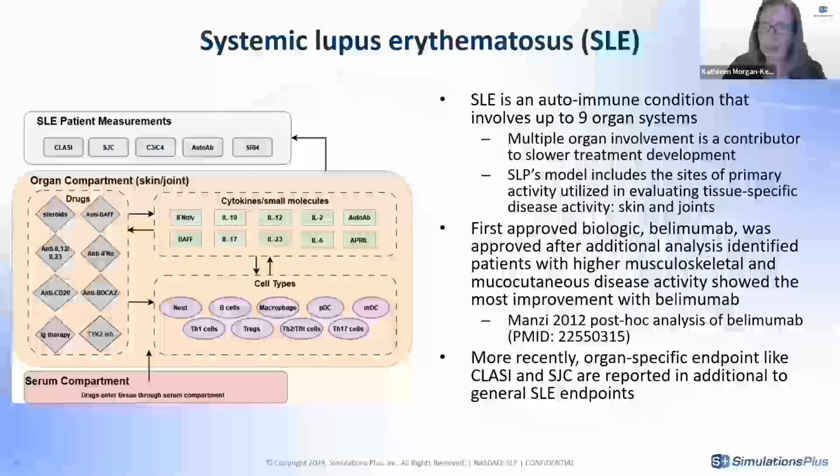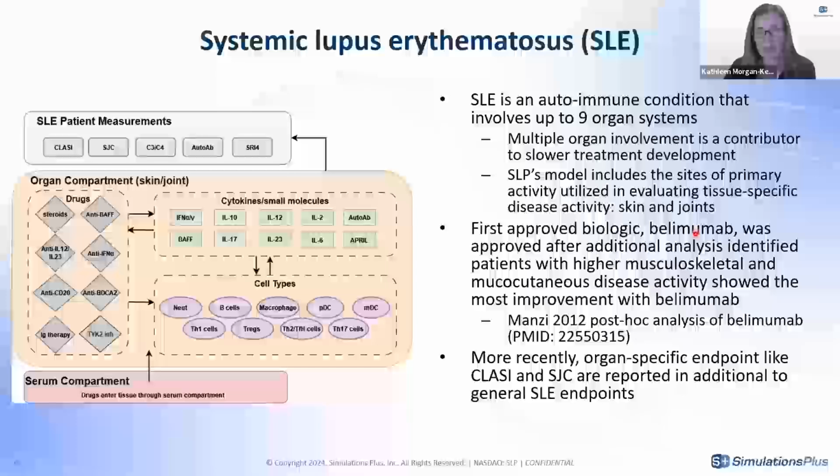Digging into SLE, as any clinician will tell you, is a challenging disease from diagnosis through treatment. SLE is an autoimmune condition that involves up to 9 organs. And I say up to 9 organs because the number of organs can vary depending on which clinical scoring system is used to assess disease activity.